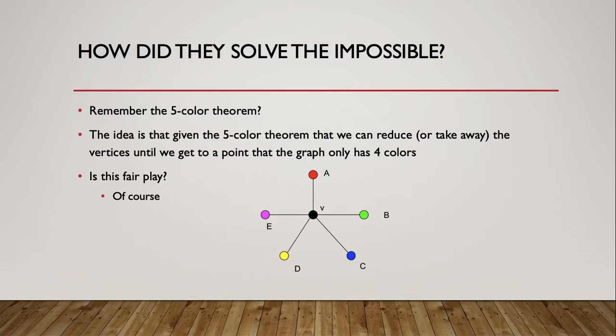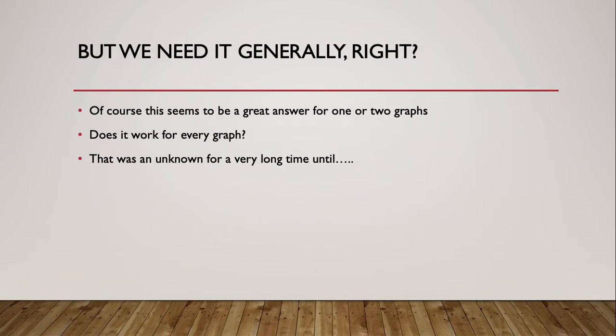This is obviously a very reduced graph, but I think you can get the point from there. The idea is that you just have to make sure that you can always take away and reduce your graphs until you have just your four colors. Okay, so I hope that made sense.